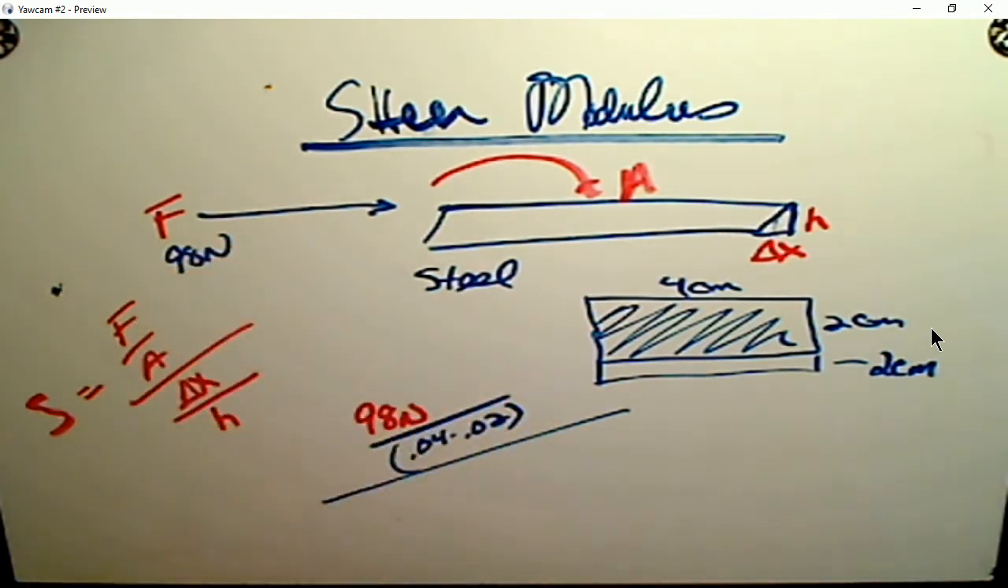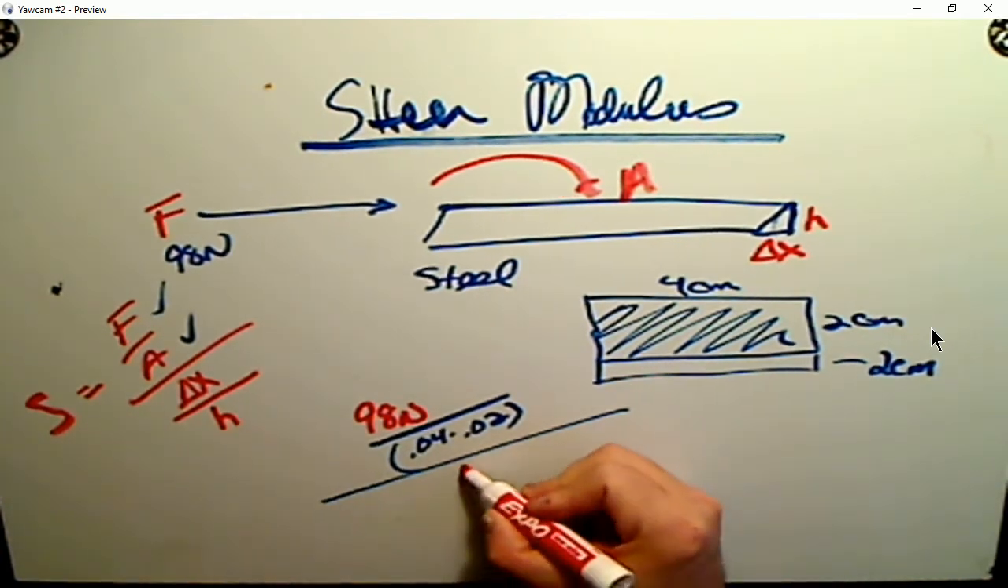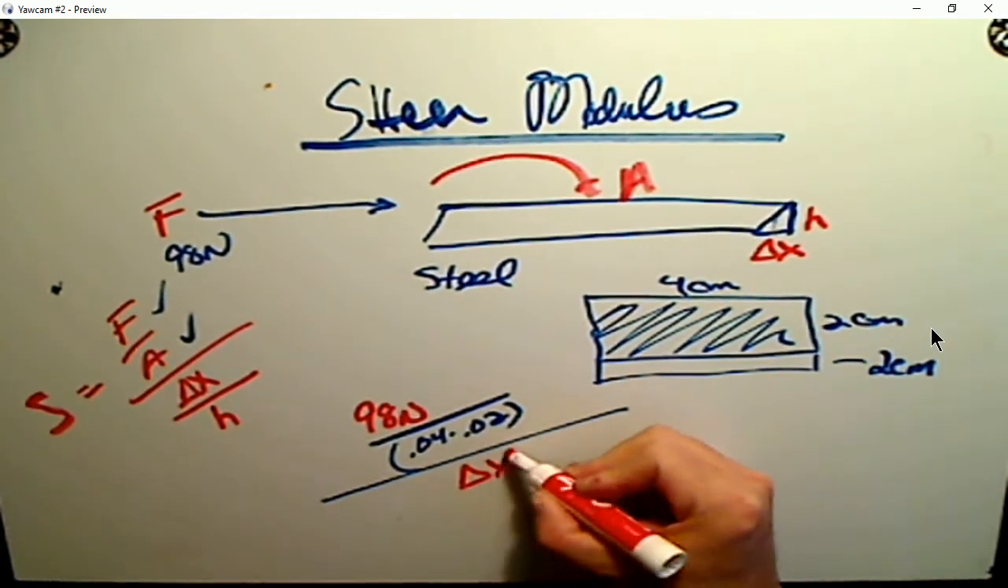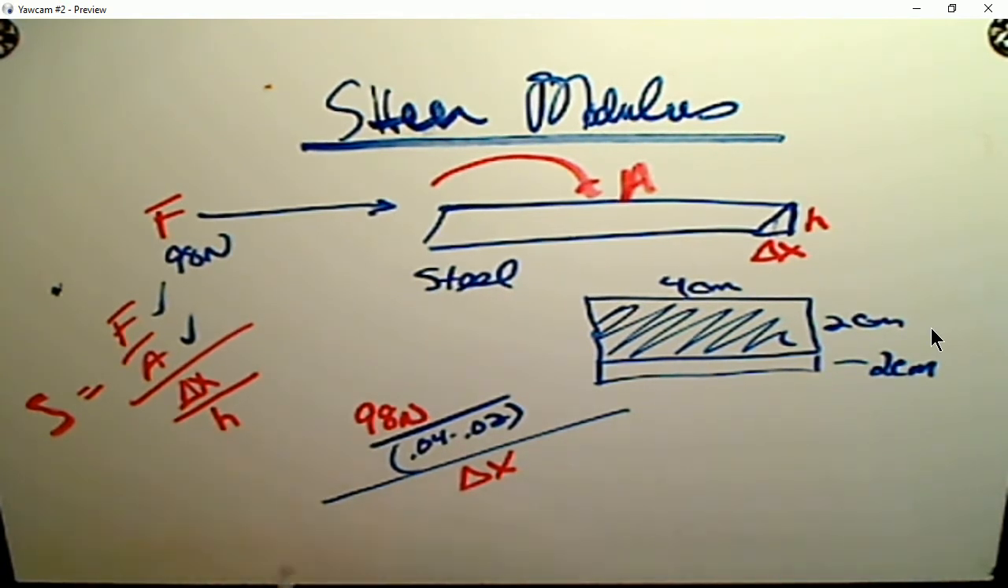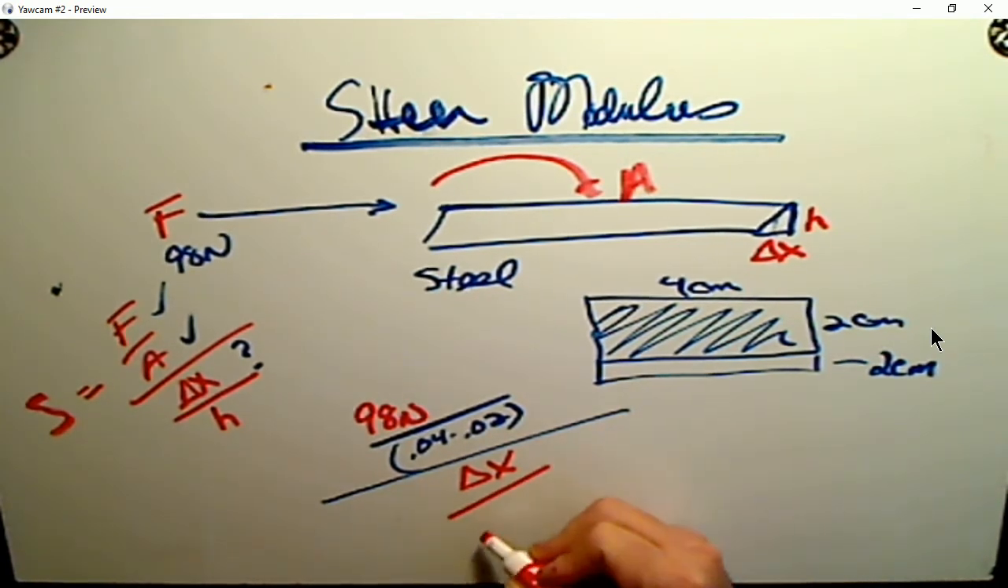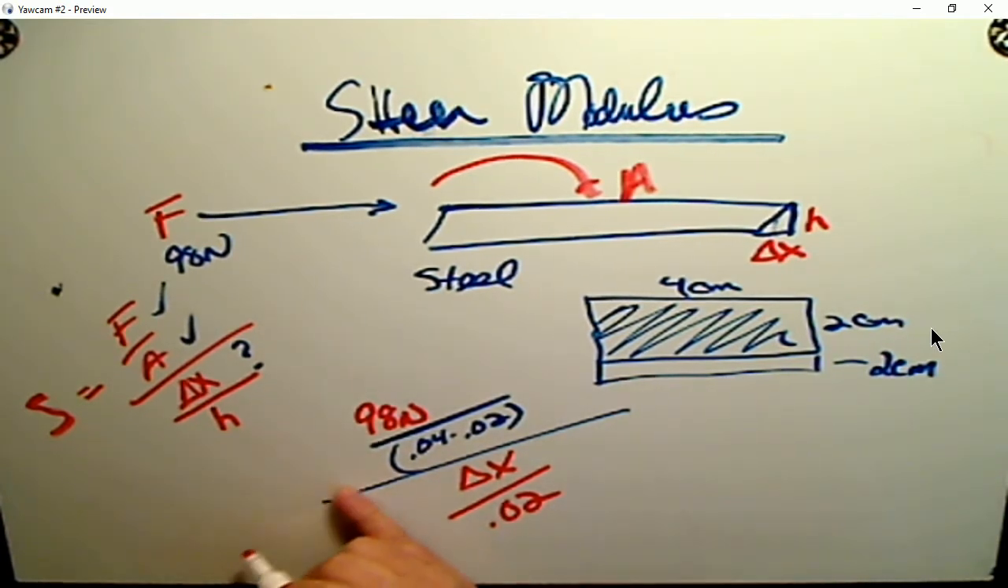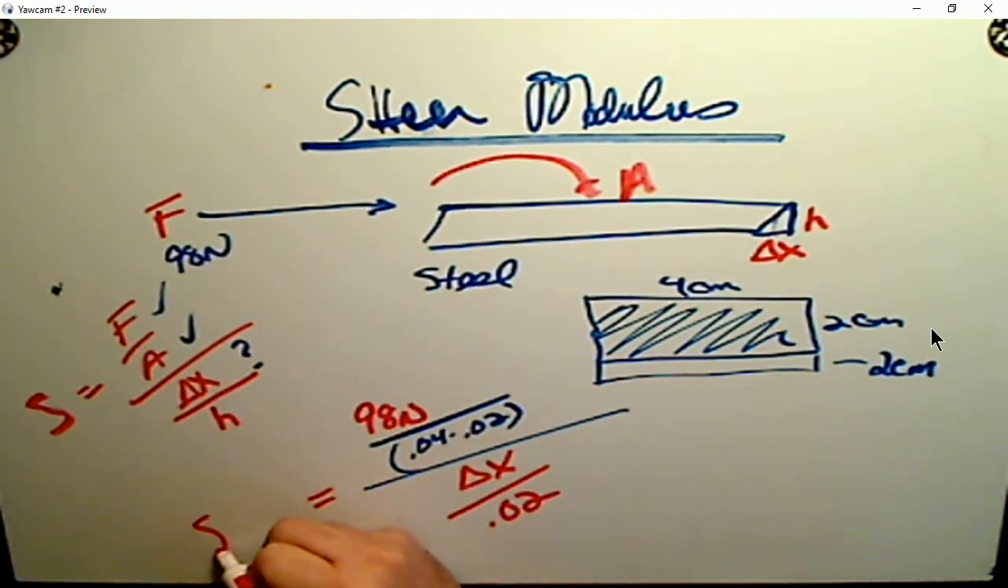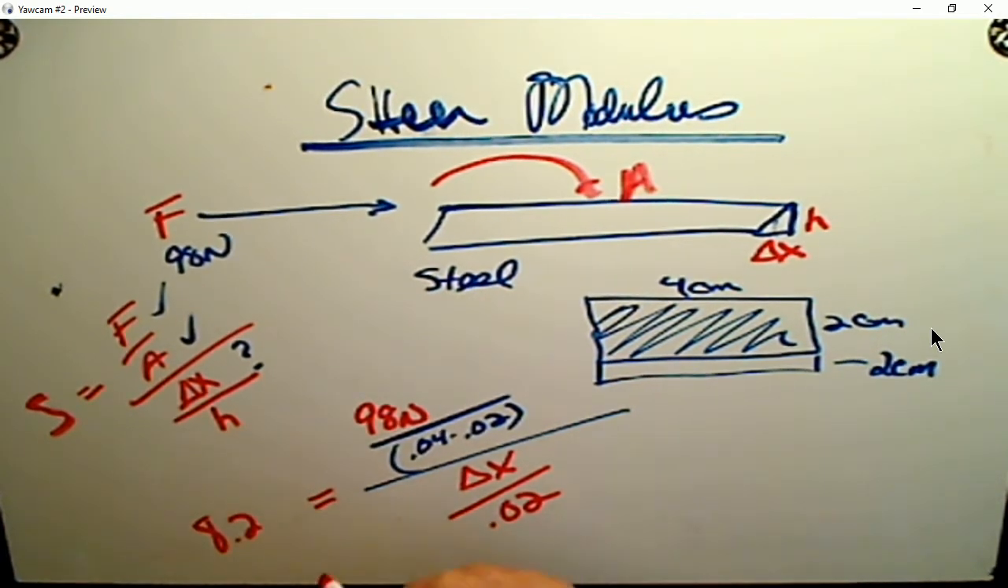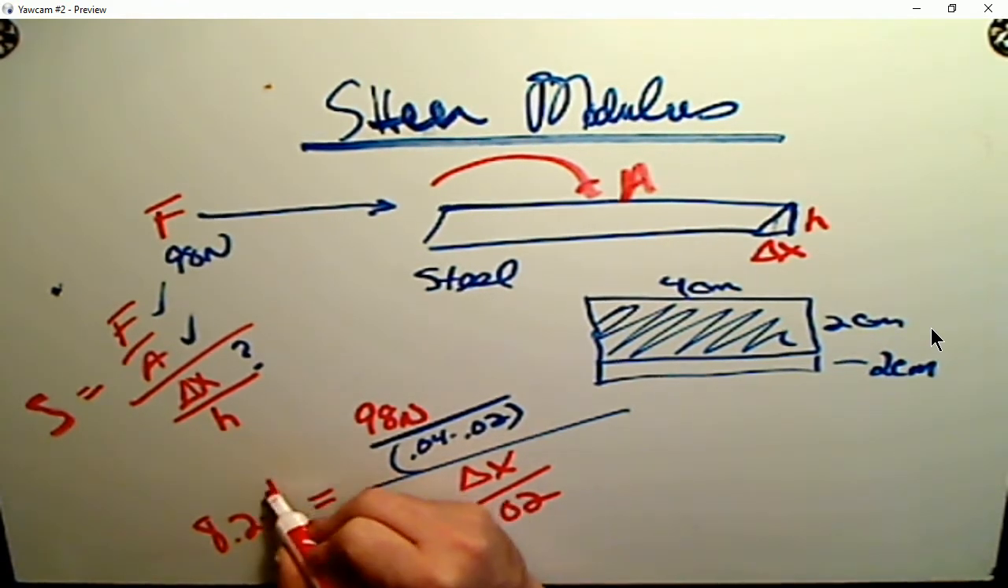So that gives us the force and the cross-sectional area. Change in x is what we're looking for. We don't know that. And we know the height is 0.02. Now, the shear modulus is given to us again. I believe it's 8.2 times 10 to the 10 for steel.